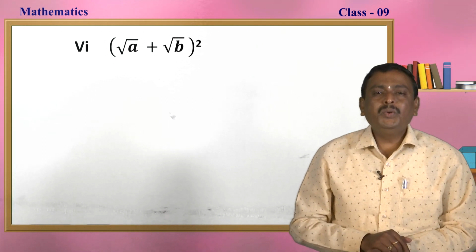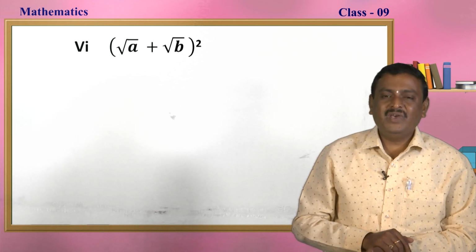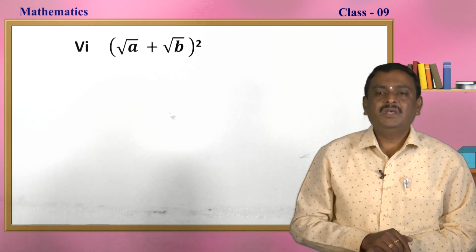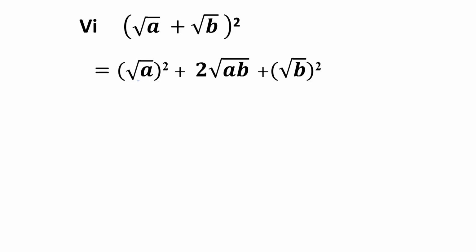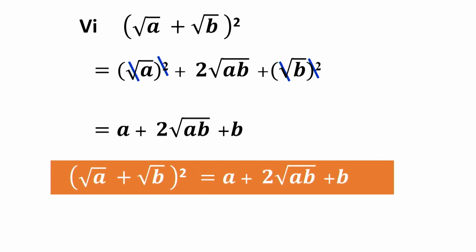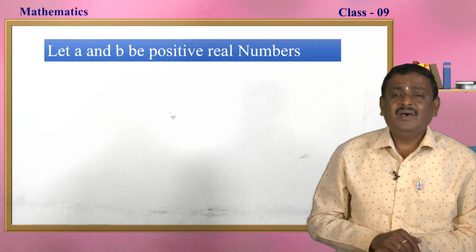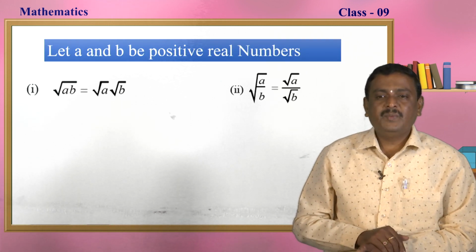Now, root a plus root b whole square. We know that a plus b whole square is a square plus 2ab plus b square, you have to apply this. Square and square root cancel here. Now, what we get? That is a plus 2 root ab plus b. So, the square root of a plus square root of b whole square is equal to a plus 2 root ab plus b, my dear students. Please note down all these. We can recall what we learned. Please note down.